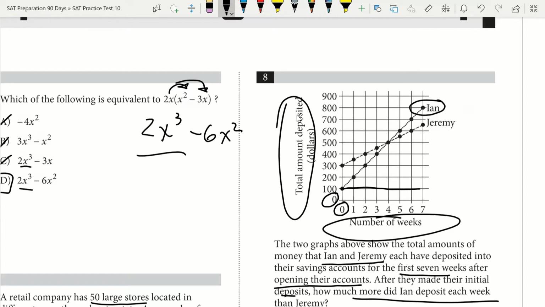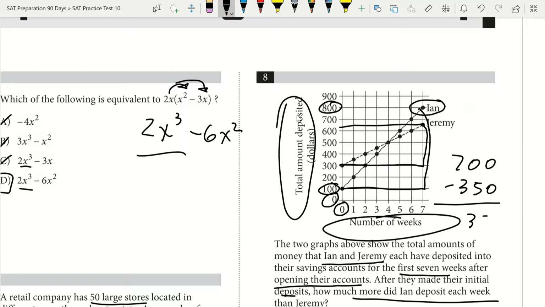So what I'm going to do here is I see that Ian, he increased his amount from $100 to $800. So that's an increase of $700. I see Jeremy, he went from $300 all the way up to $650. So that is an increase of $350. So since I'm taking the difference of their slopes, I can take the difference in their change in y and then just put it over the change in x since their change in x is the same. So I've got 700 minus 350, that's going to leave me with 350.